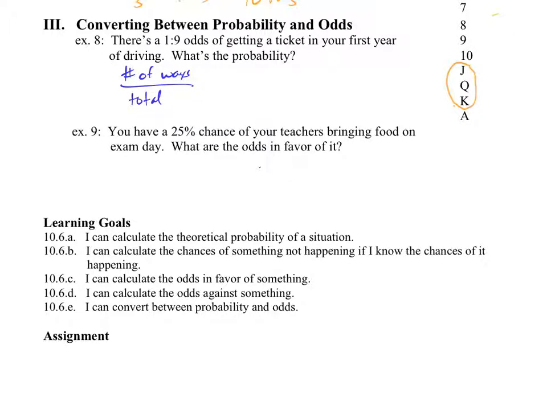So what's the probability of getting a ticket? The number of ways would be 1. What's the total? 10. Yes, because 1 person does, 9 people don't. So the total is going to be 10. So it'd be 1/10 for a probability, or you could do the math and change it to 0.1 or 10%. So there's a 10% chance of getting a ticket your first year of driving.